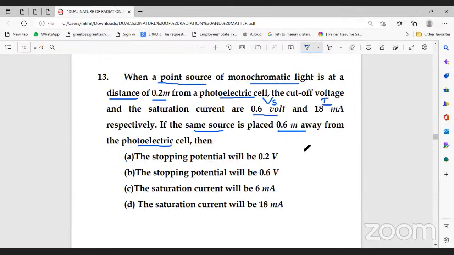Now, if the same source is placed at 0.6 meter away, how is the photoelectric cell going to change? Please remember, photoelectric current I is directly proportional to the intensity. But intensity is inversely proportional to the square of the distance, no? Intensity is directly proportional to 1 by the distance square. Now, distance is increased from 0.2 to 0.6.